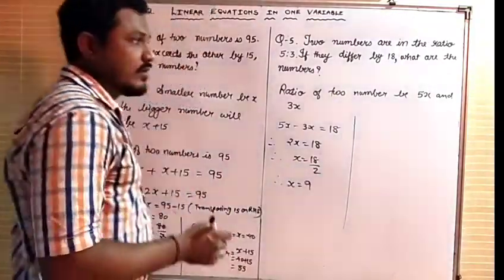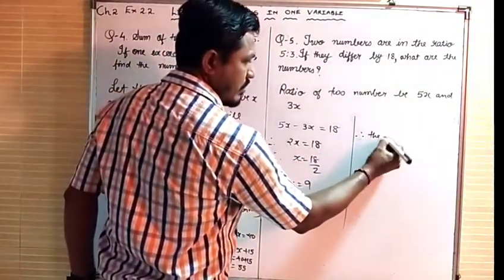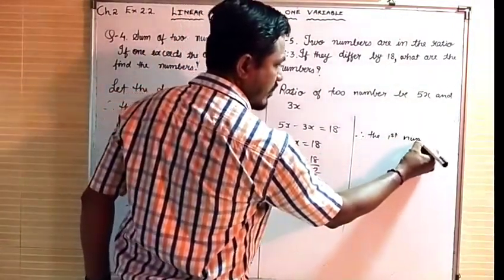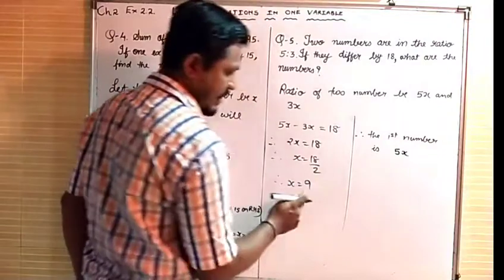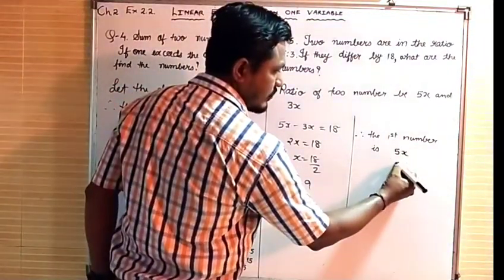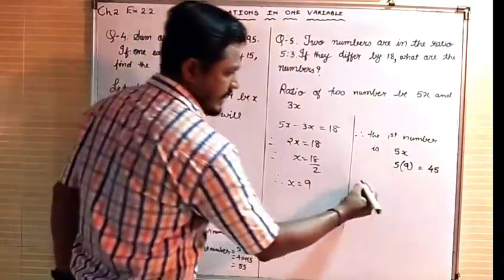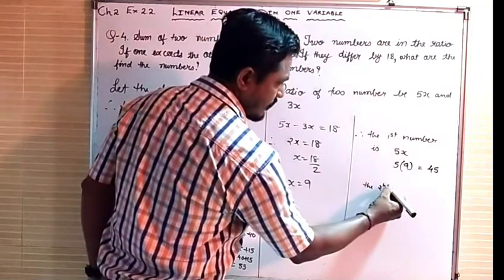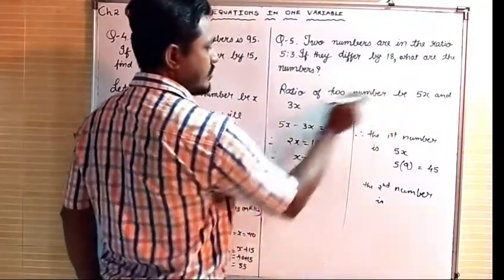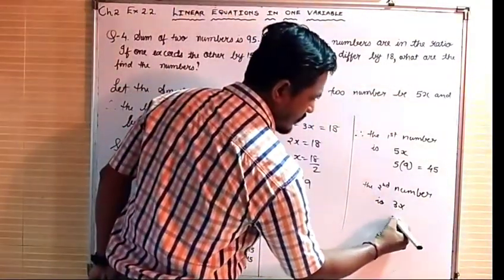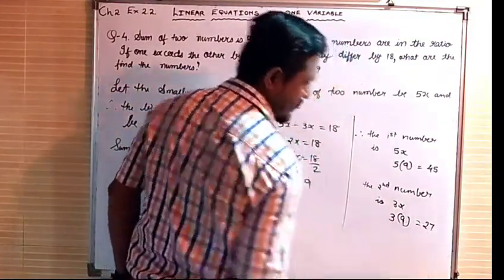That means what are the numbers? Therefore, the first number is 5 times x, and the value of x we found is 9, that means you will get 45. And the second number is 3 times x, that is, the value of x is 9, and you will get 27.